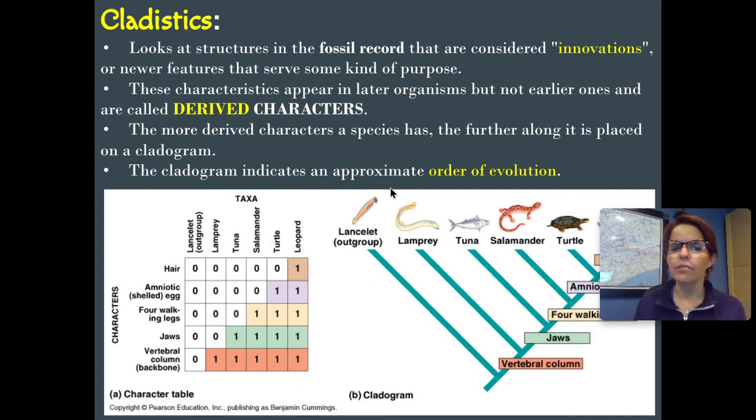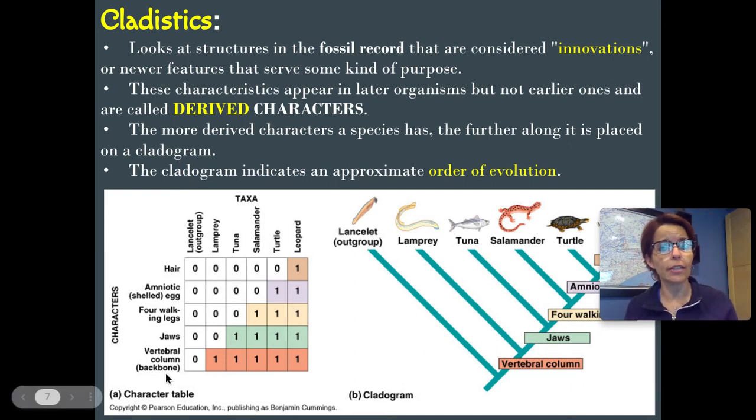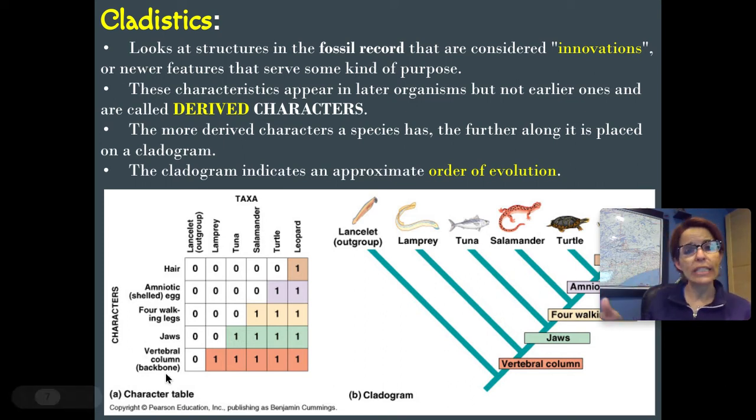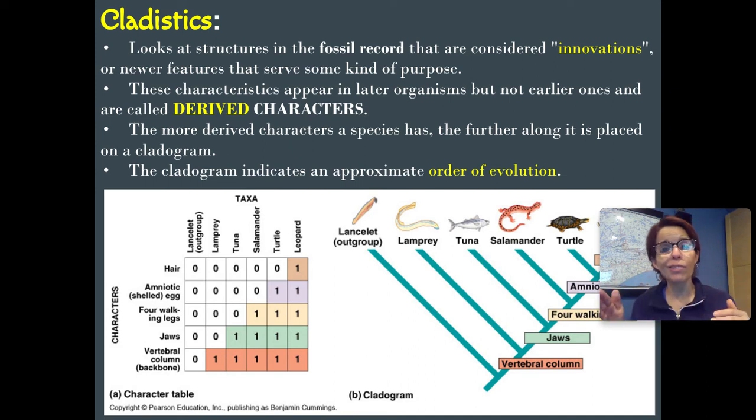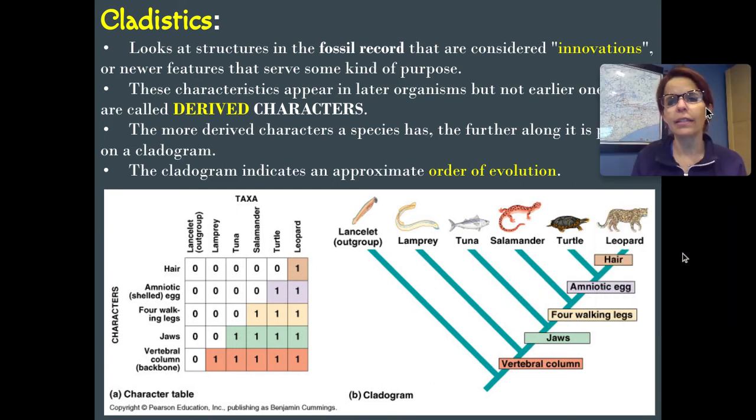The more derived characters a species has, the further along it is placed on the cladogram. So if the organism doesn't have very many of the characteristics listed in this data table, then it must have evolved really early in history. But if the organism has all of them, then it must be a really recent organism, because each one is a new arrival, a new mutation. So if somebody has all of them, they must be pretty recent in the fossil record. Scientists use that to organize where to place them on the timeline.